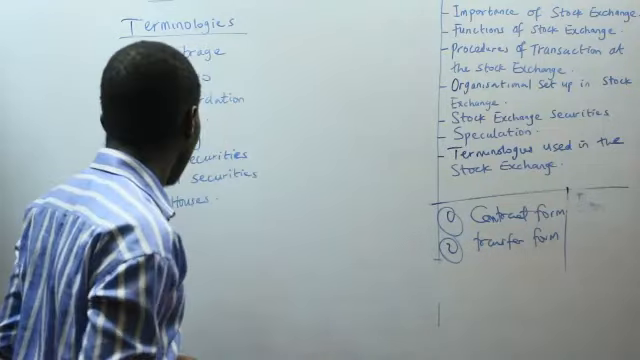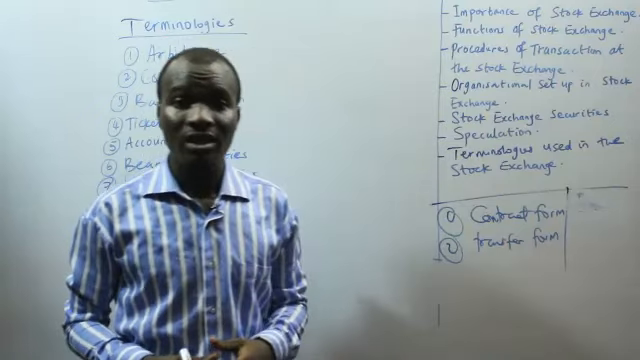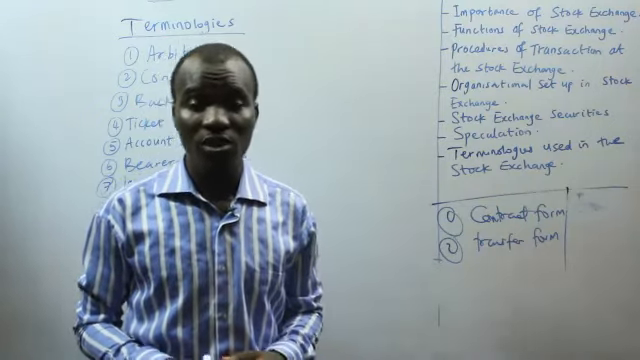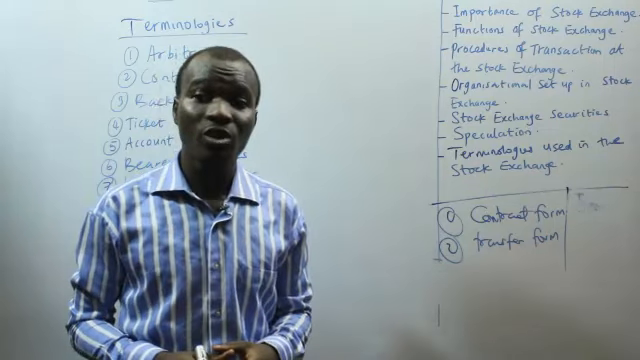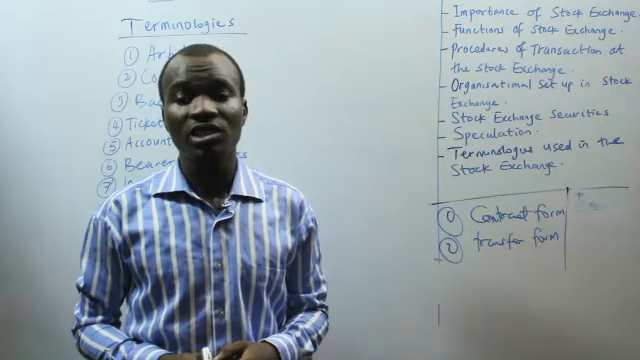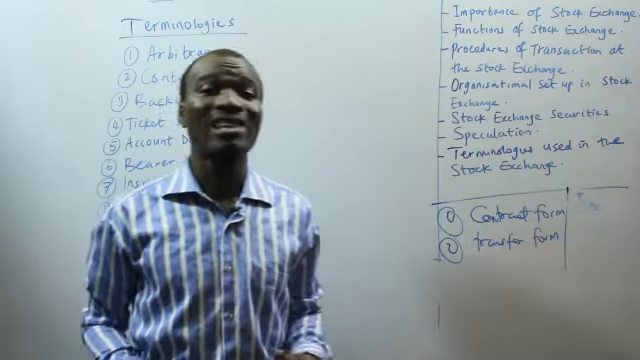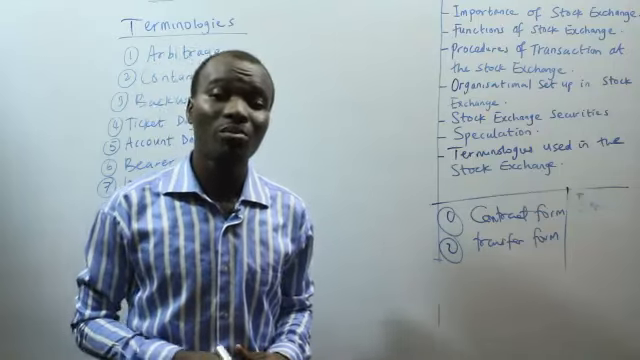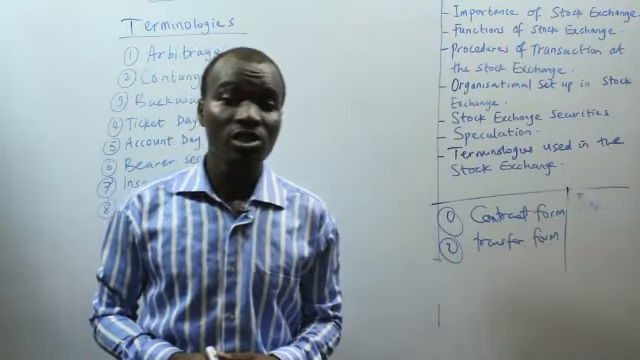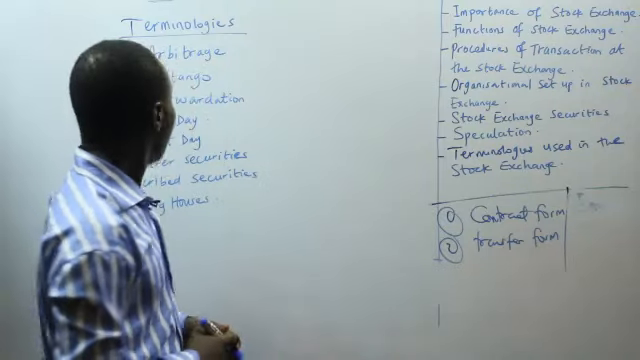The next thing we have is the issuing houses. These are financial institutions that help in public issues of public limited liability companies. They assist the public limited liability company in the issue of shares. So there are financial institutions that will assist the public limited liability company in the issue of shares. So I think that is all.